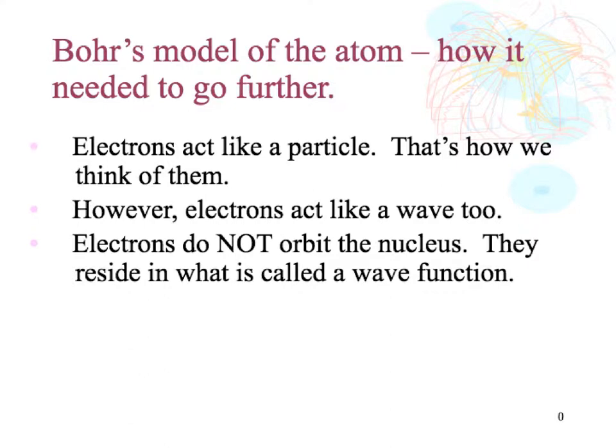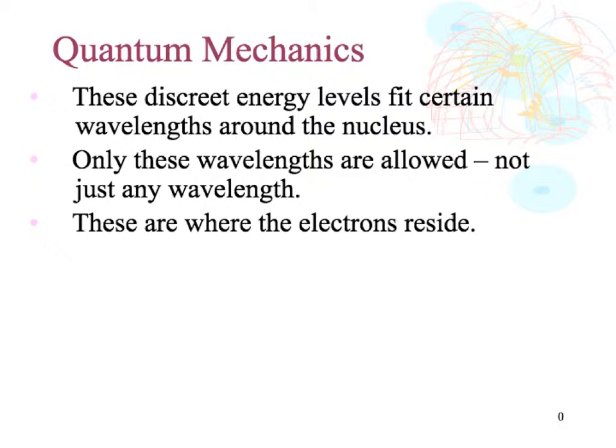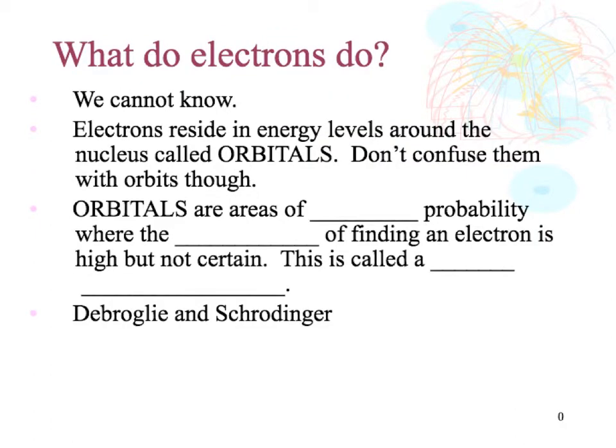The one thing Bohr needed to do is go further. We have this idea that the electrons are orbiting the nucleus, but they are not. They don't orbit the nucleus. They reside in what are called wave functions. These little rings that we draw for Bohr's model of the atom, n equals 1, 2, 3, 4, 5, are way, way, way more complicated than that. Only these particular things are allowed. Remember, discrete quantized energy, and electrons reside. Now, what do electrons do?